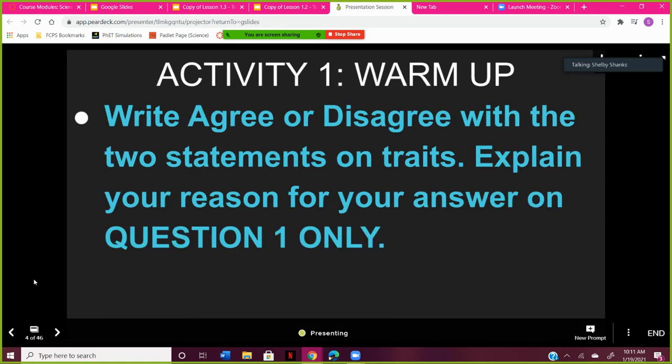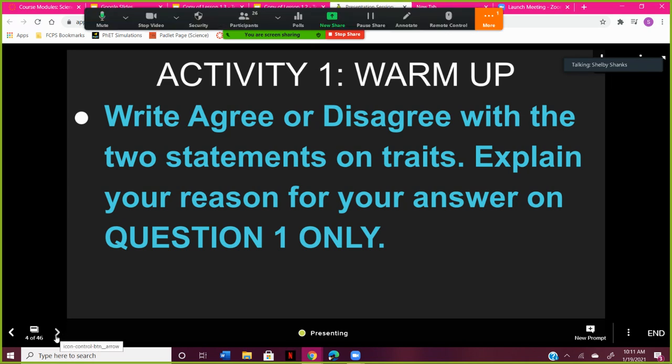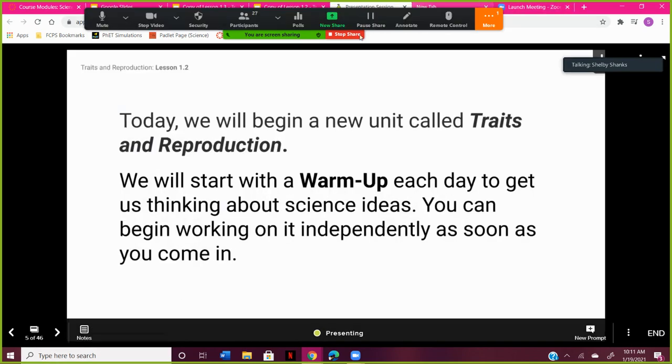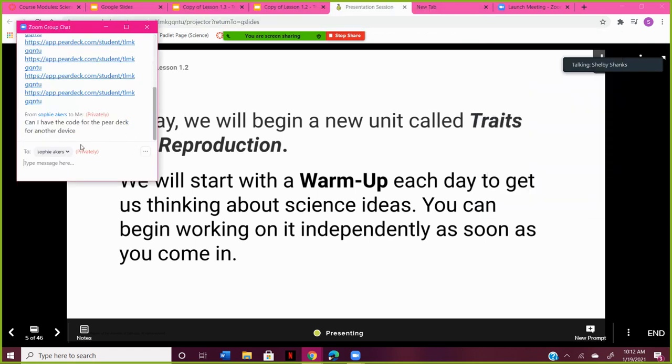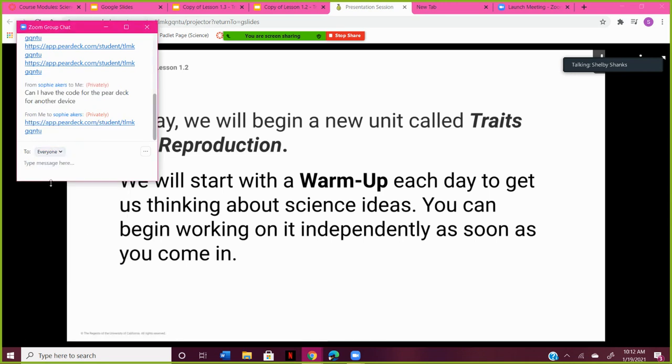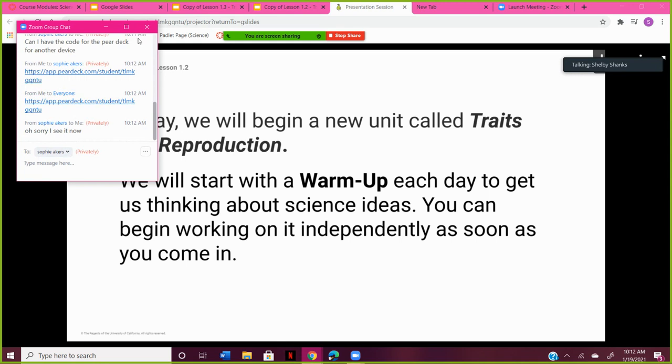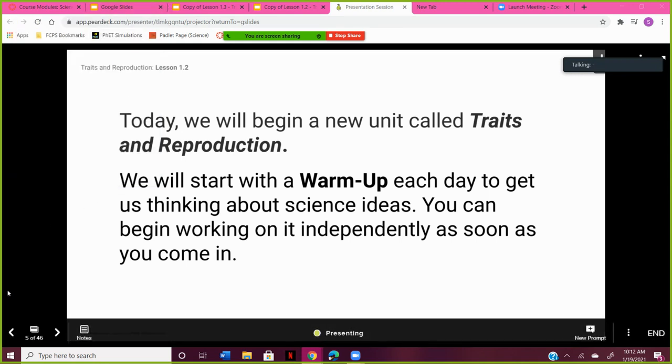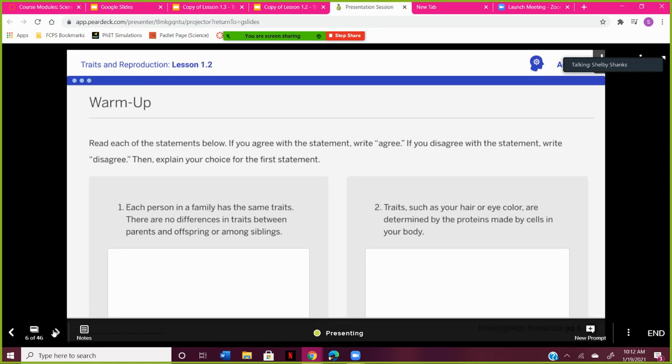All right, so for our warm-up, you always know that we do a warm-up. This goes over what we're going to be doing. You'll see these pages for each activity, and then we're going to go on to this next slide to go in depth on what this warm-up is going to be. I told you we're starting a new unit, traits and reproduction, and we always start with a warm-up to get us thinking about these ideas. I'm going to post the link in the chat again.